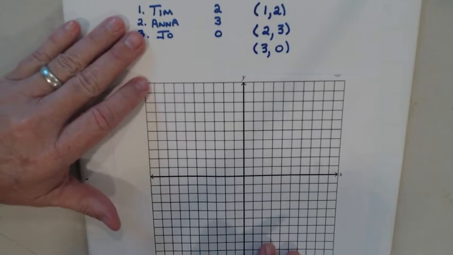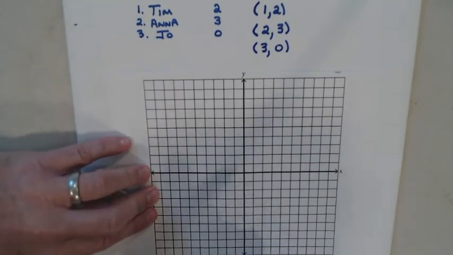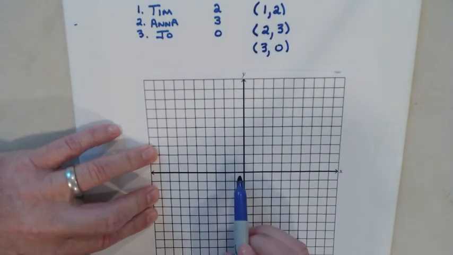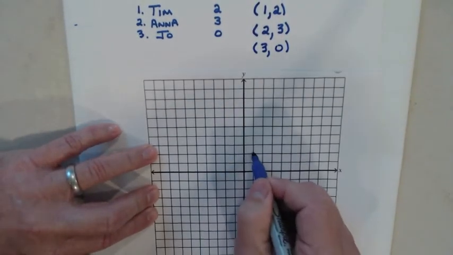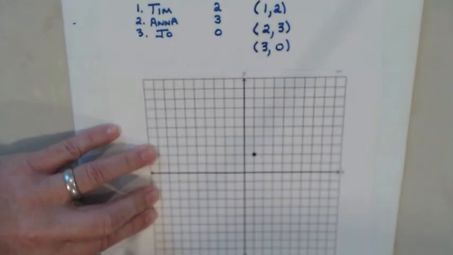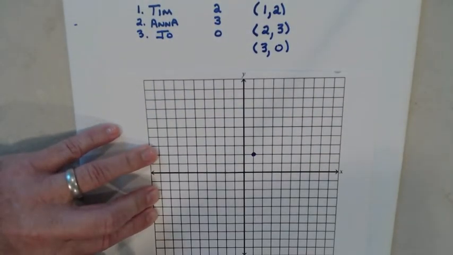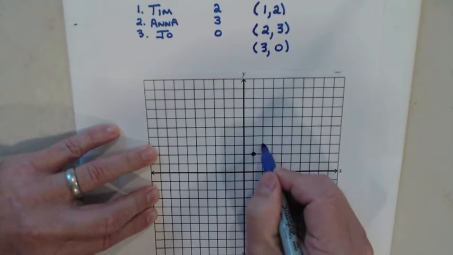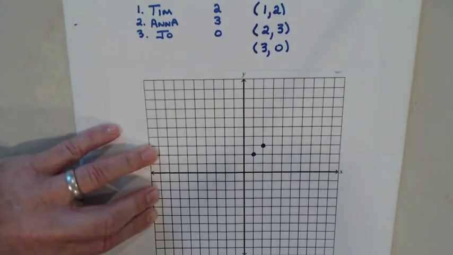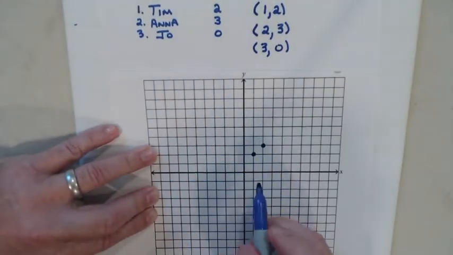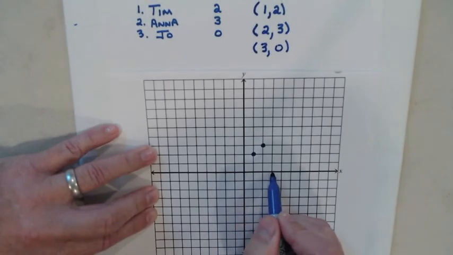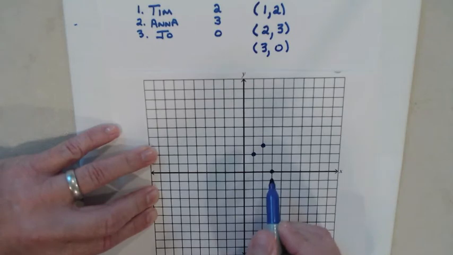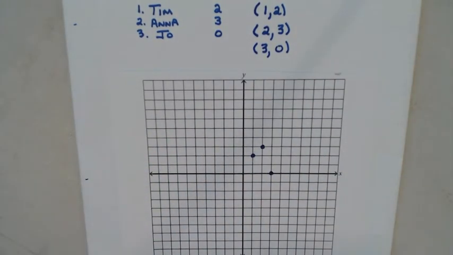And that's what we're going to do. We're going to take these points and simply graph them. I'm going to take this first one right here. That means go over 1, up 2. There is a point representation of Tim's information. Anna's information: go over 2, up 3. That point goes right there. For a graph representation of Joe's information, I need to go over 3, and I don't go up or down any. There is an example of graphing that information. So you can have a table, you can have a mapping, you can have points, or you can graph it.